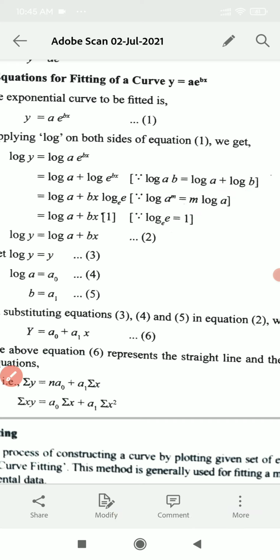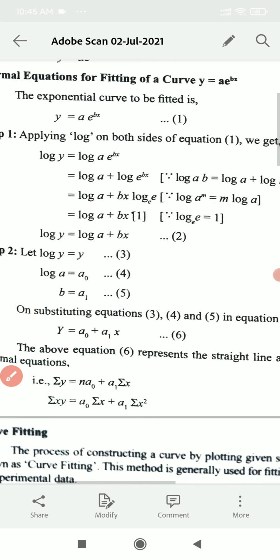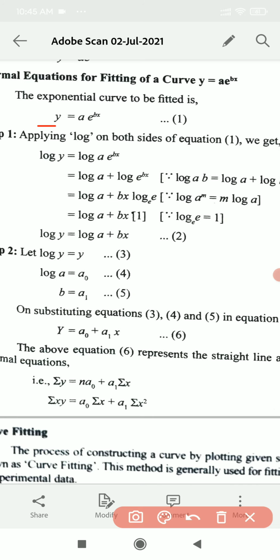So here, when you write y, put log on both sides, left hand side and right hand side. It will be log of a e power bx. Then it will be log a plus log of e power bx. Again, log of e power bx will be bx log e. Just now we have discussed log e is nothing but 1. That's why in place of log e we have written 1.